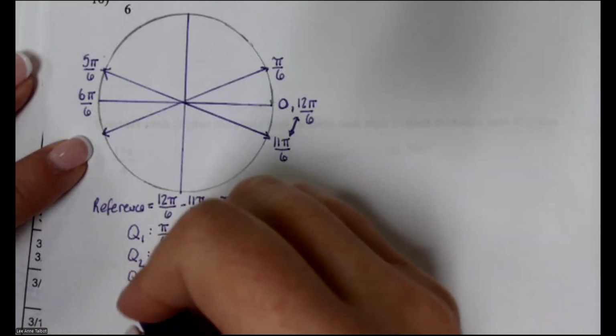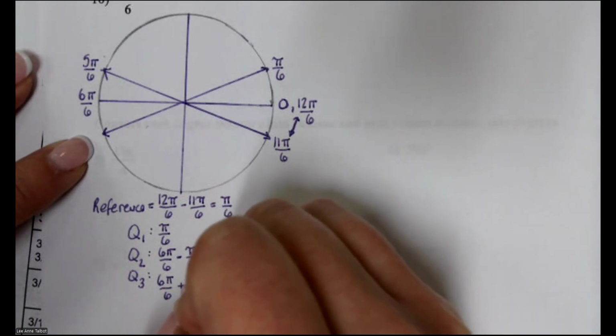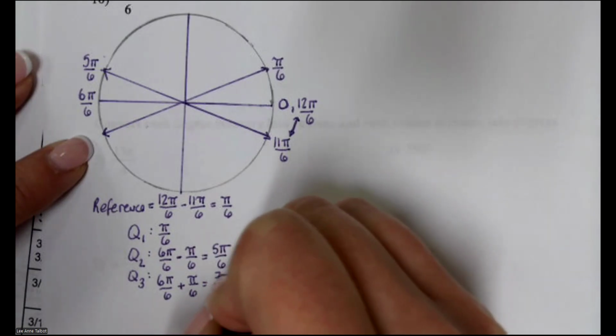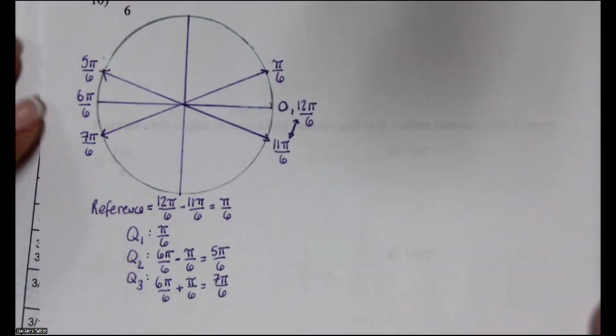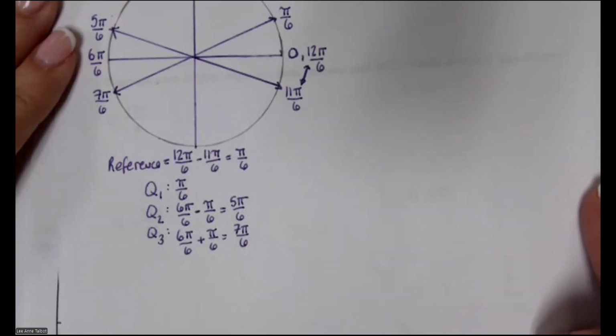Quadrant 3 is 180 plus. 6 pi over 6 plus pi over 6 is 7 pi over 6. Again, I figure you could have figured that out, but that's okay. Just wanted to remind you about the 180 minus and the 180 plus.